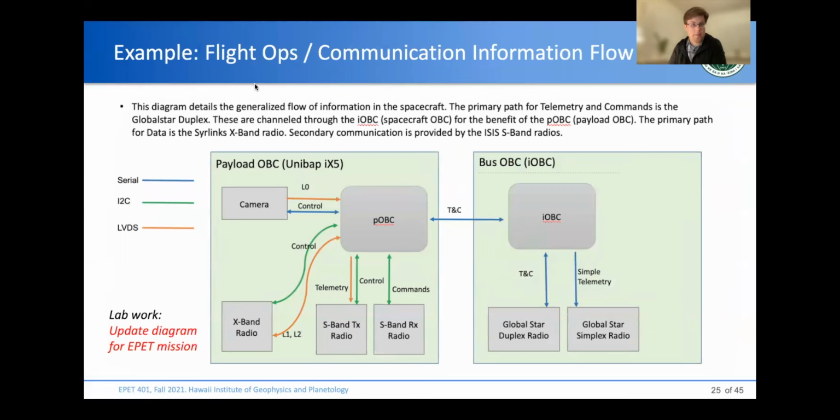And here's another example of the flight ops and communication information flow. So you have the camera transferring data. It would be good to indicate in your case what kind of data it is and what the protocol is to the payload OBC and the payload OBC to the IOBC, and how these two computers are specifically connected to the radios and how the telemetry and control flows between these. So again, another suggestion for lab work is to update this diagram or make one for your EPET mission.